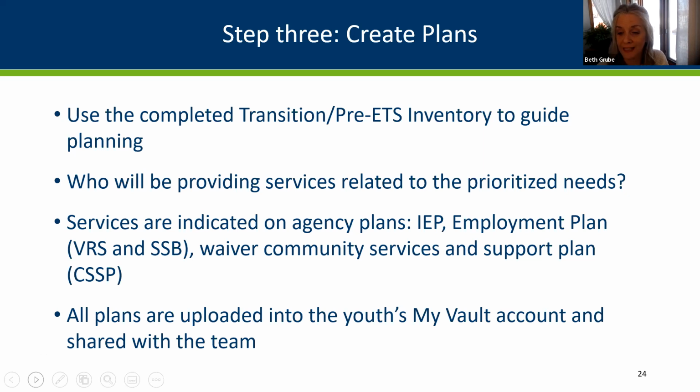we have to go back and decide which support team member will provide services that are related to each prioritized need, right? So what is the waiver going to cover? What is voc rehab going to do? What is the school going to do? So once that's decided, step 3 in the planning process is for all of the team members to create or update those agency plans to include those topics. And then also to include how those services are going to be provided and addressed.